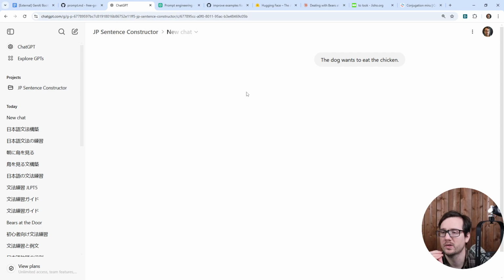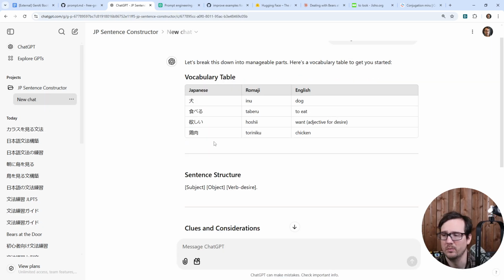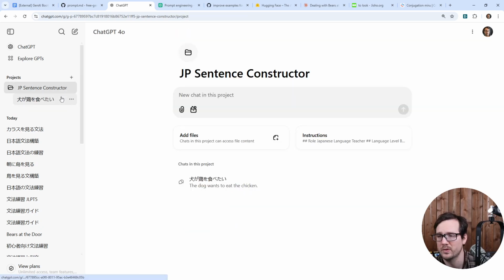Okay, and let's see how it works. Okay, so it's doing exactly what we want. Still doing this, which is not exactly what we want. Okay, so it's just really collecting them here.